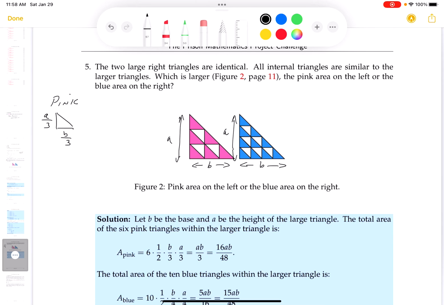Now, the blue ones, again, I'm not saying I'm drawing a great picture of these. Well, the blue ones, the base would be, there's 4, so it's B over 4. And its height would be A over 4. The 2 right triangles are identical, and all the internal triangles are similar to the larger triangles. They're just scaled, by the way.